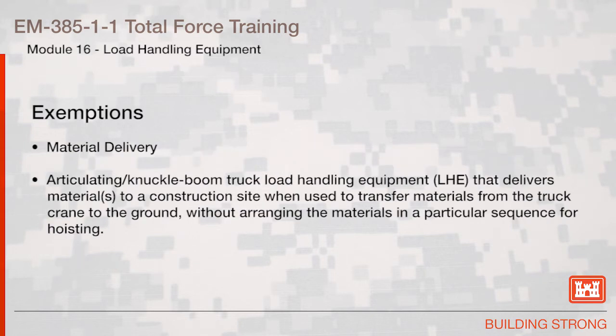Exemptions from these requirements include material delivery, articulating or knuckle boom truck load handling equipment that delivers materials to a construction site when used to transfer materials from the truck crane to the ground without arranging the materials in a particular sequence for hoisting.